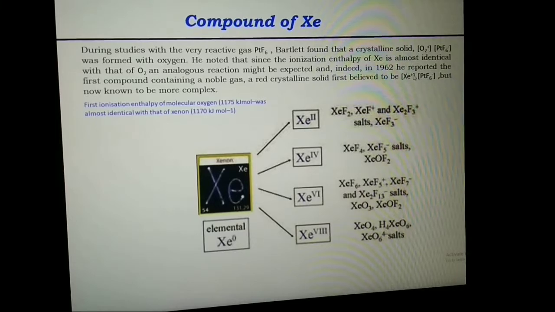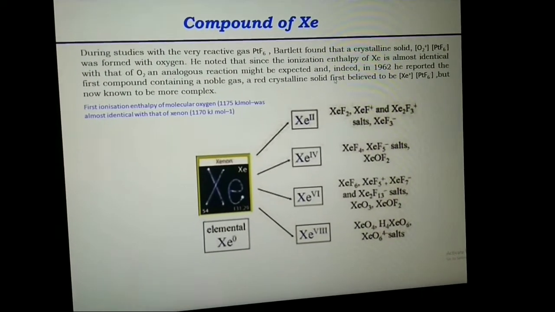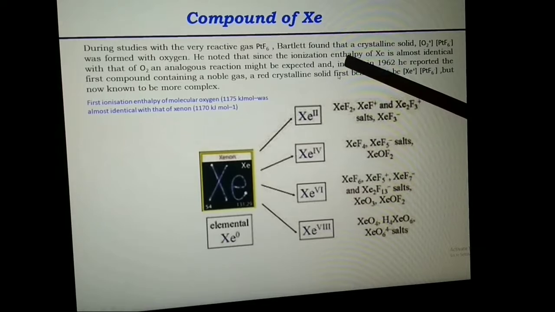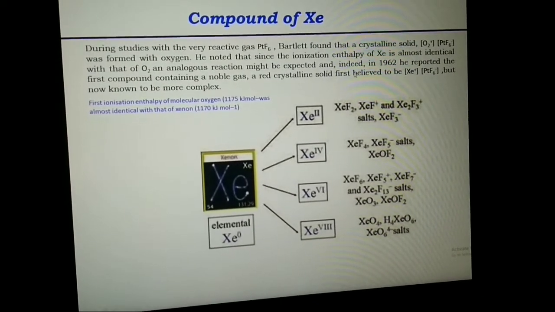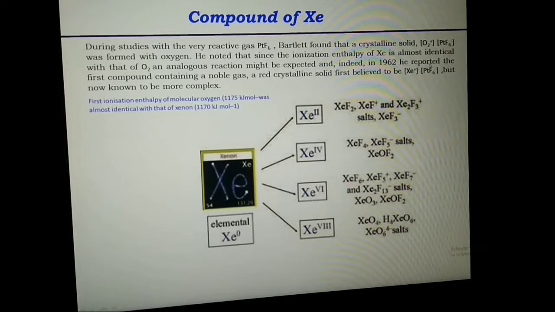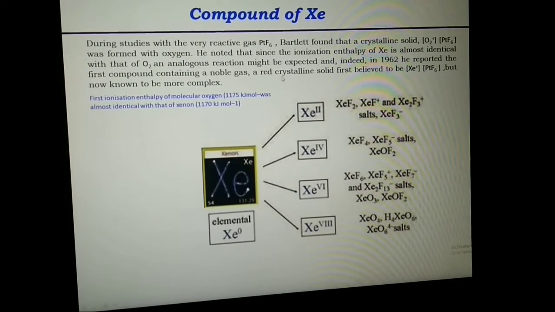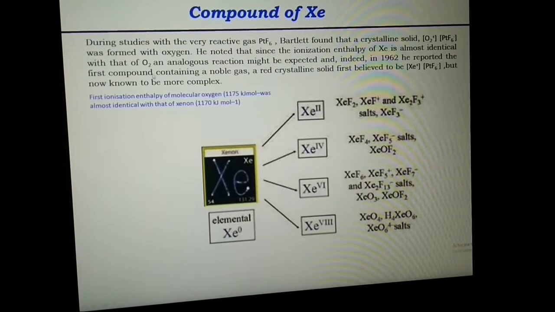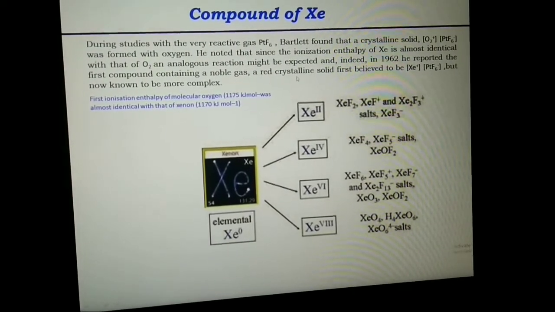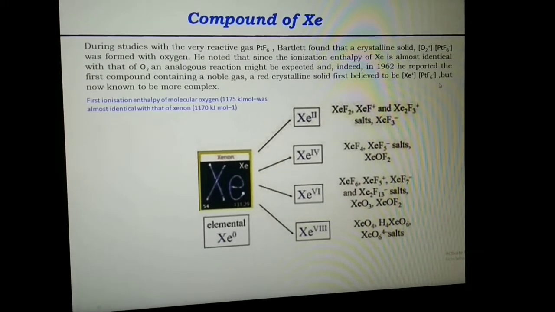Now why did xenon complex with PtF6? It has been observed that the ionization enthalpy of xenon is almost similar to that of oxygen. An analogous reaction might therefore be expected, and Bartlett reported the first compound containing a noble gas, a red crystalline solid, first believed to be Xe+ PtF6−.